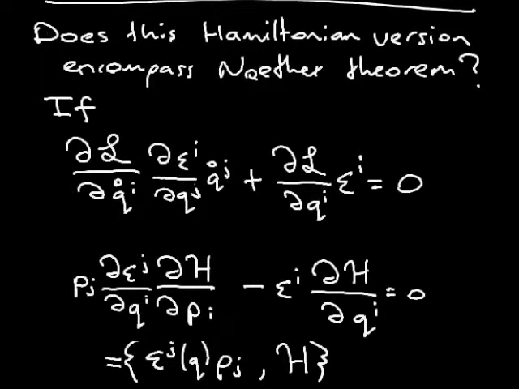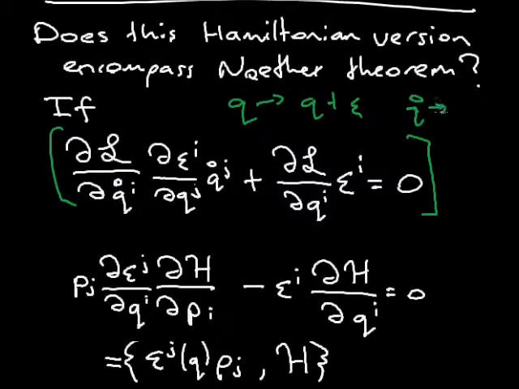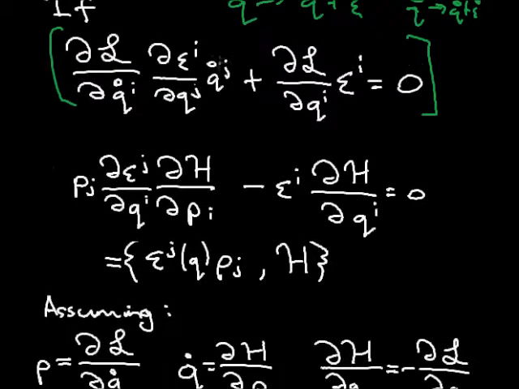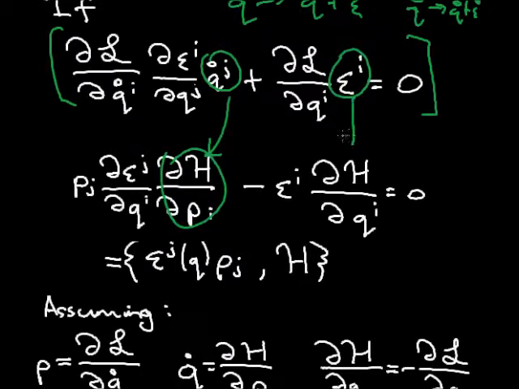Remember, Noether's theorem assumes that there exists epsilon such that there's no change in Lagrangian when q changes by epsilon and q dot changes by epsilon dot. If such an epsilon exists, then does it imply that there is no change in Hamiltonian when we vary q by epsilon and vary p by this much? Well, it does as long as the Euler-Lagrange and Hamiltonian equations hold.